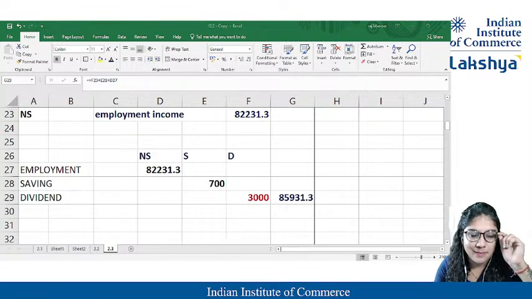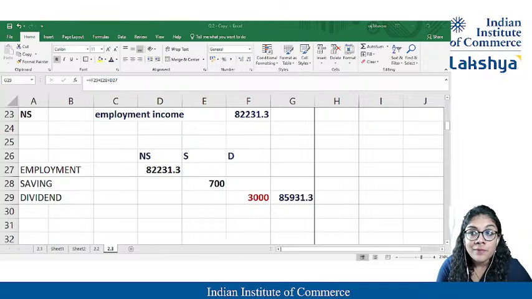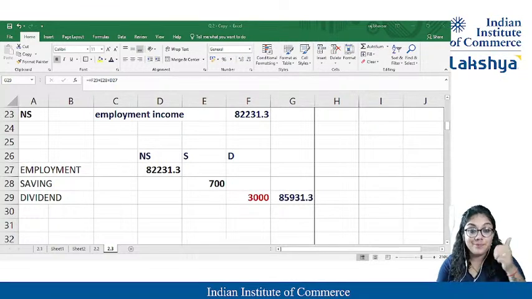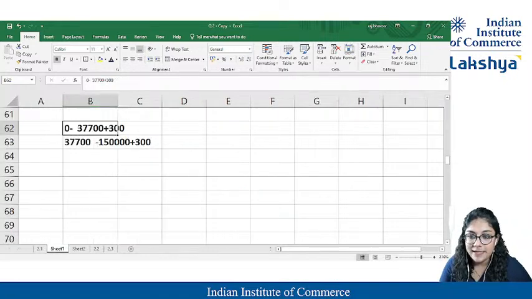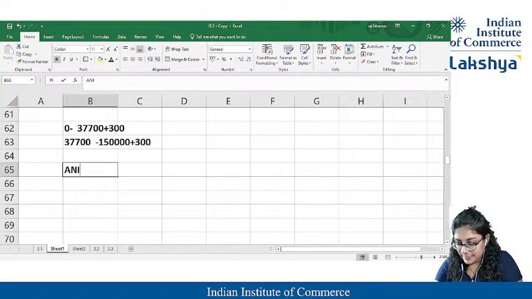You should get a hint. Ma'am, it's not more than 1 lakh. So maybe you might be getting the full personal allowance of 12,570. Let's see, am I getting it or not? Or what further calculations am I supposed to do? So if I check this, my ANI, my adjusted net income, is how much?